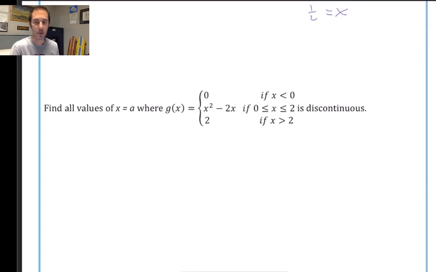By the way, if you're not quite sure how to read this, that's the function. It says find all values of x equals a where this piecewise function is discontinuous. It looks like these things kind of run together, but they don't.